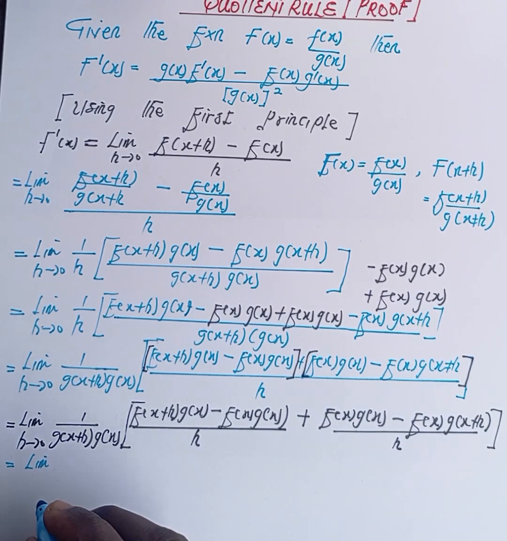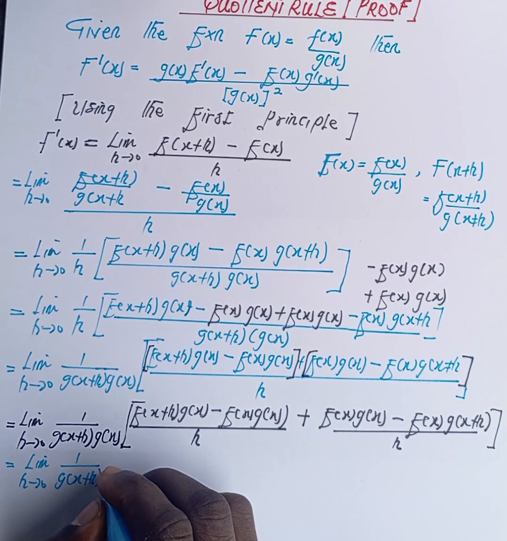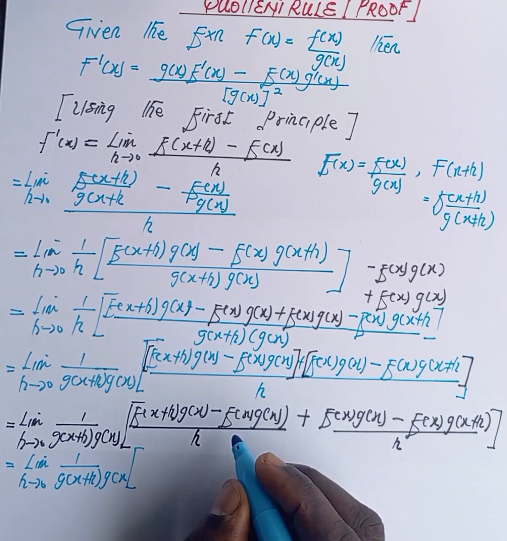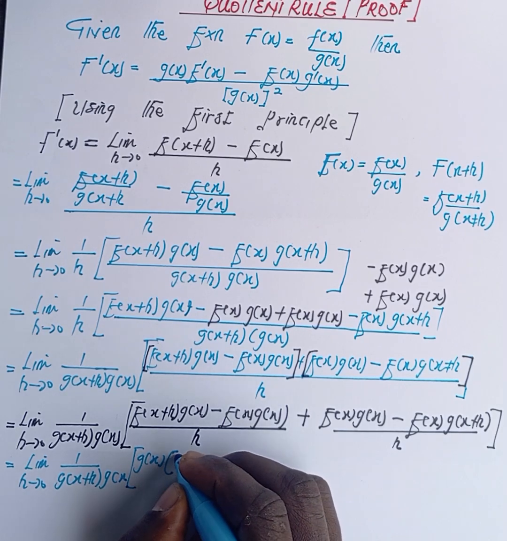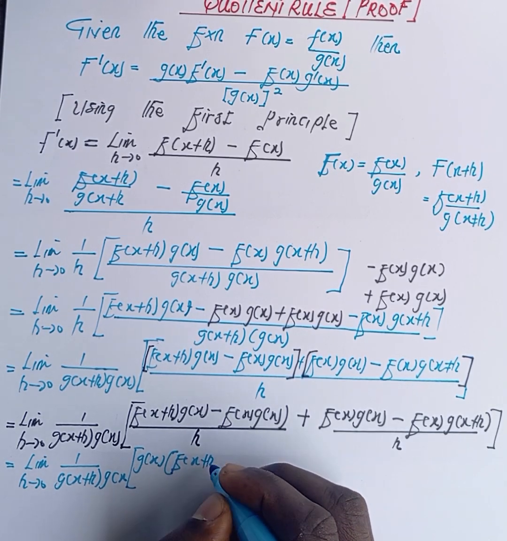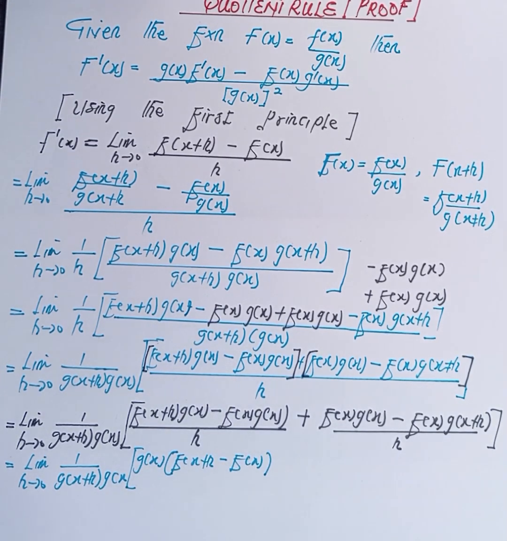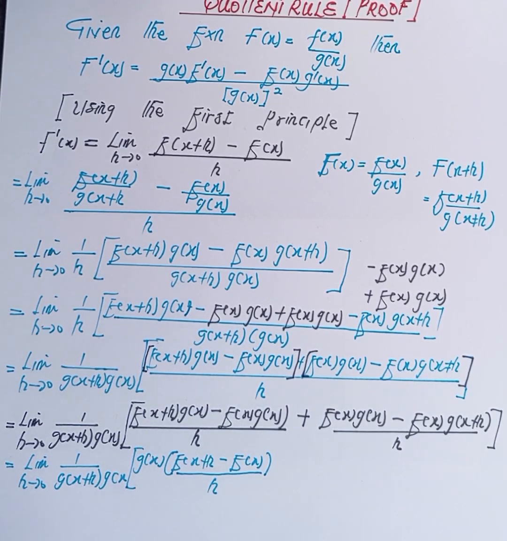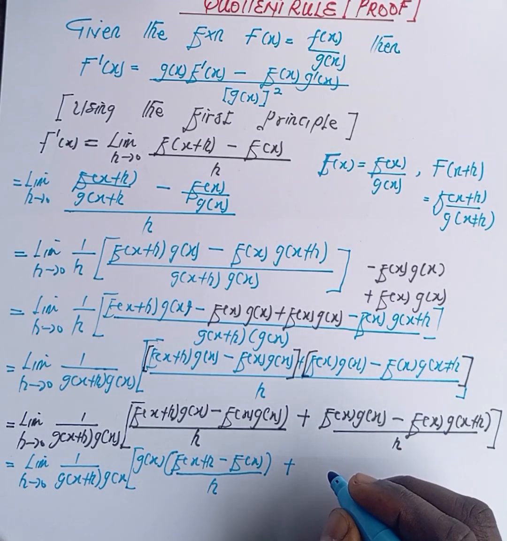We are going to get the limit as h approaches 0 of 1 over g at x plus h times g at x, multiplying, we are factorizing g at x out. Then we have another bracket with f at x plus h minus f at x. Let's give the h to this very part. It doesn't change anything. And then this very portion too, let's factorize. f at x is here, f at x is here. So let's factorize it out.